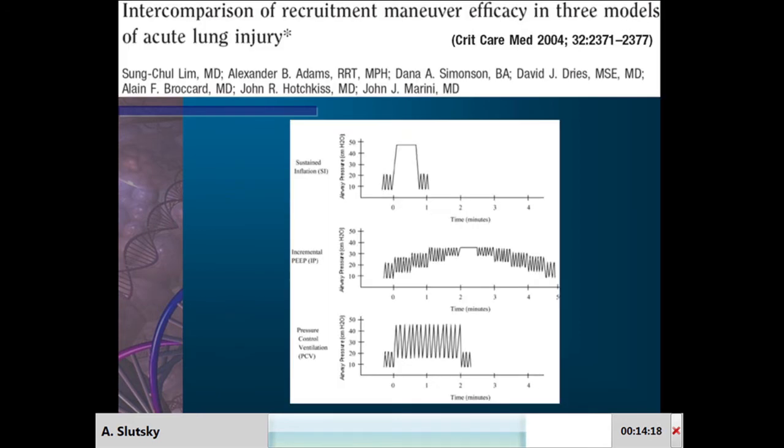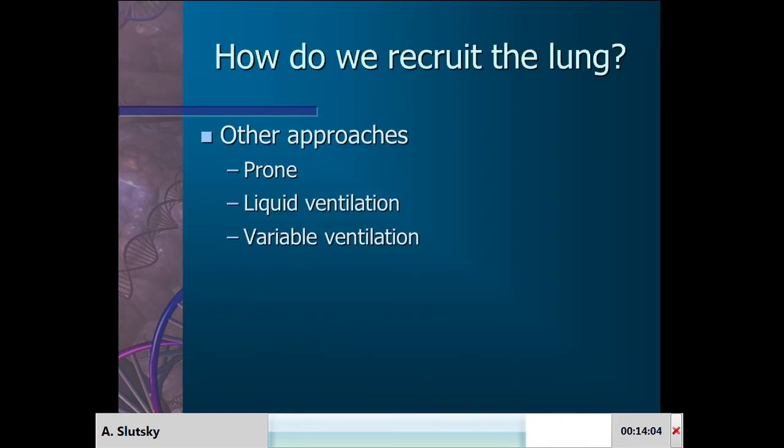There are other approaches, and these are just schematically the recruitment maneuvers I talked about: sustained inflation, incremental PEEP, decremental PEEP, and pressure control ventilation, where one just increases the level of PEEP. Other approaches are prone ventilation. Prone ventilation recruits the lung, decreases ventilator-induced lung injury. For a while, there was a big interest in liquid ventilation, much less interest in this now because of a negative trial, but it's an interesting way of recruiting the lung. And variable ventilation, where you have not fixed tidal volumes but ones that change in size. The larger ones basically are like sigh maneuvers.